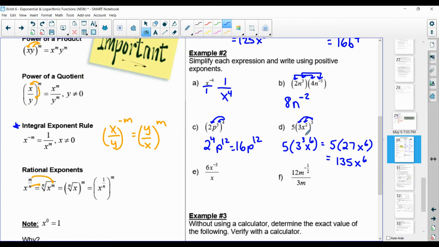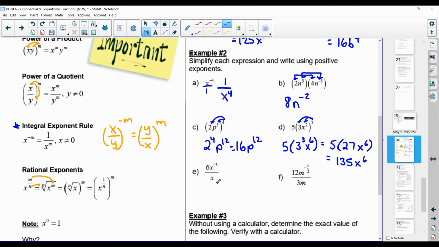Now, if you ever wanted to check your work with exponent laws, it's just a matter of making up some random value for x. So if I wanted to check to see if this worked, I could go 5 times 3 times 1 squared, all cubed. And I could plug this into my calculator, 5 times 3 times 1 squared, and then cubed. And I could also type in 135 times 1 to the 6th, and I should get the same answer. So if you wanted to check those, you certainly could. All right, another way to do that would be to graph both on your calculator and trace at your x values.